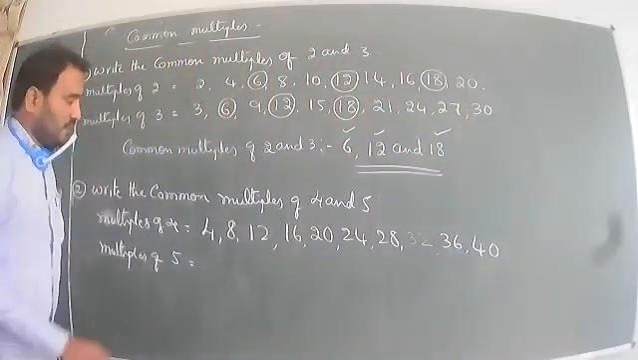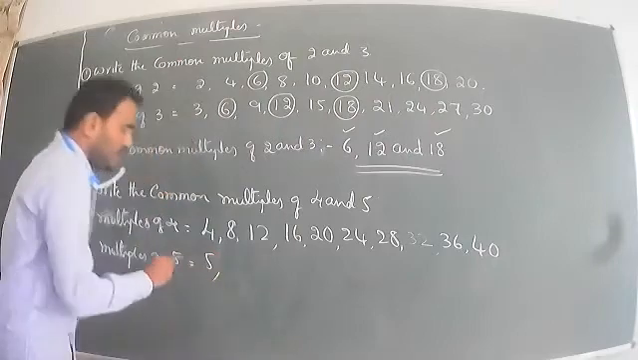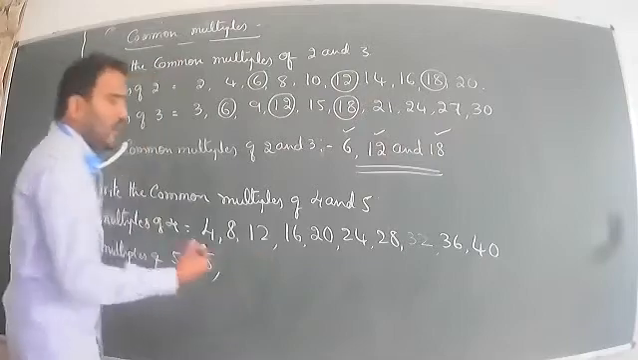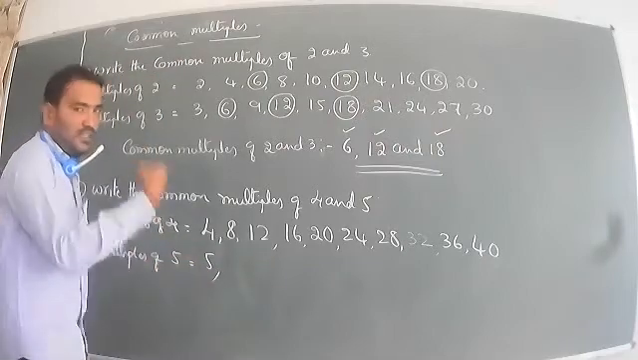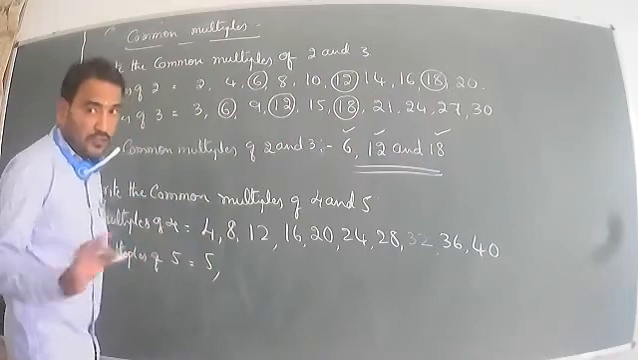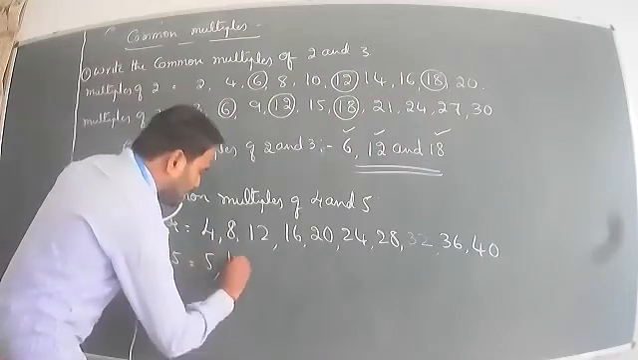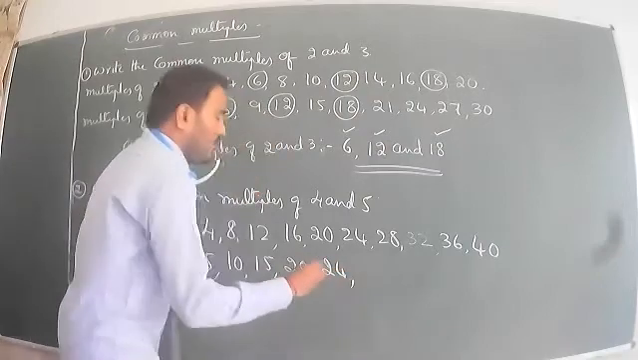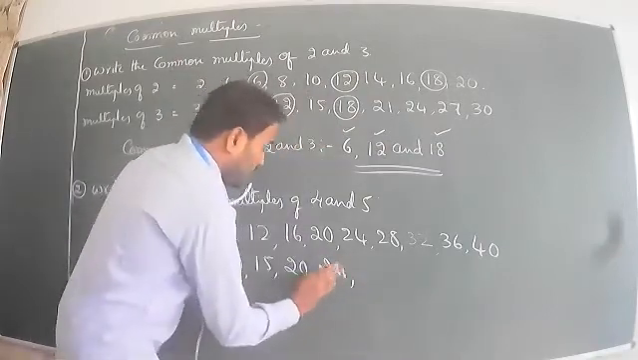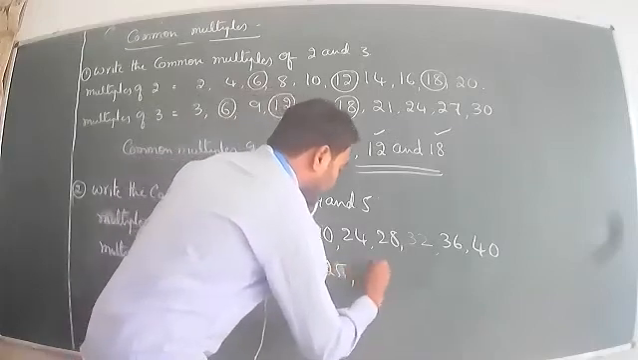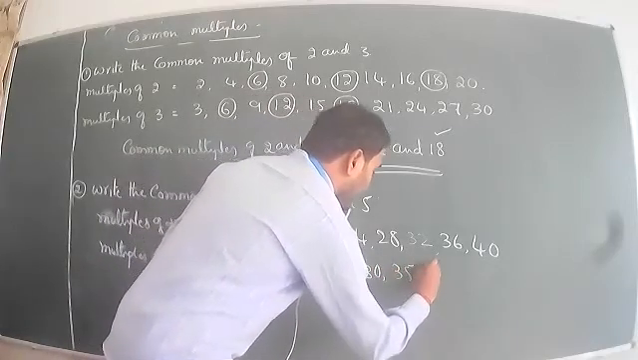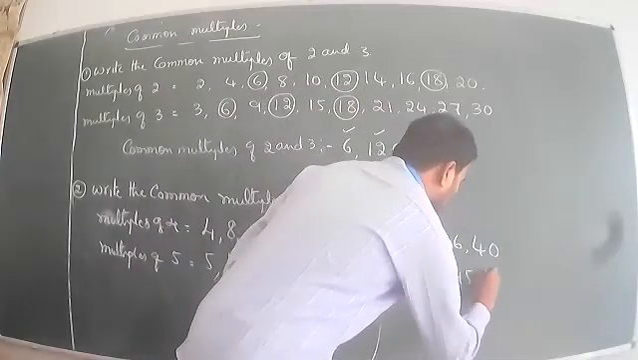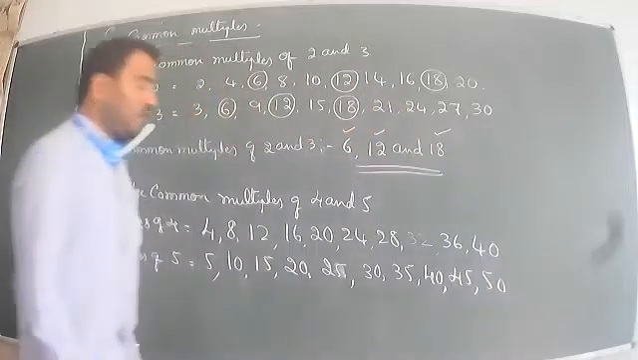Next, multiples of 5. 5 1 the 5. The number itself is a multiple, and 1 is a multiple of every number. If it is greater, it is either equal or greater; it is not less than. 5 2 the 10, 5 3 the 15, 5 4 the 20, 5 5 the 25, 5 6 the 30, 5 7 the 35, 5 8 the 40, 5 9 the 45, 5 10 the 50. So find the common multiples.